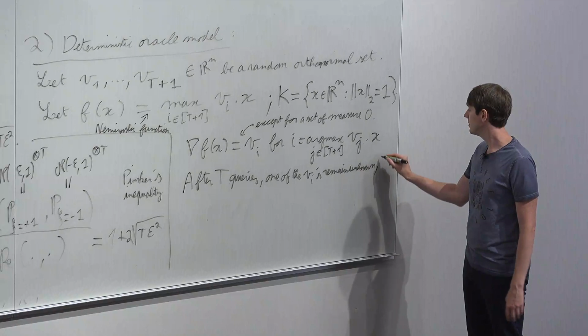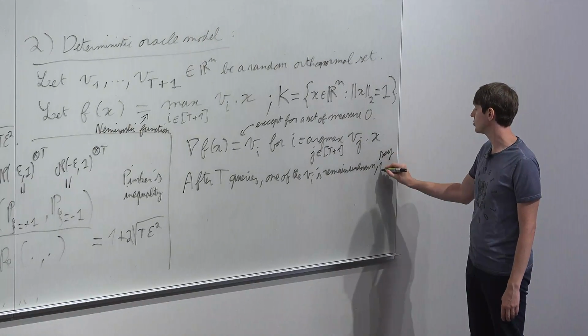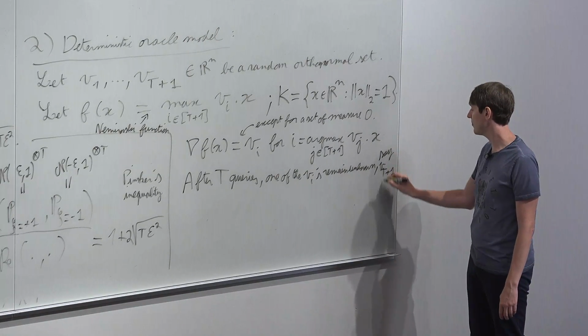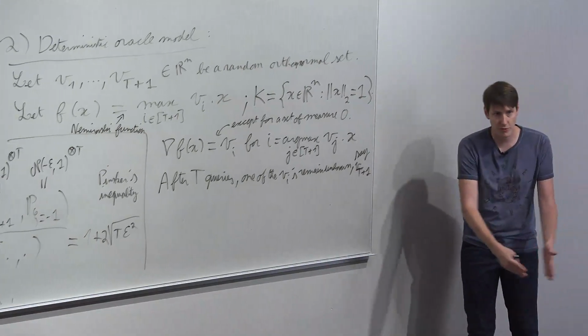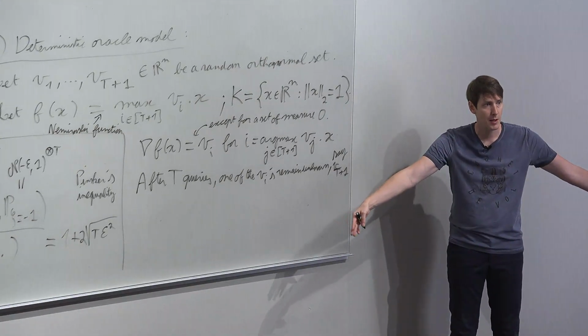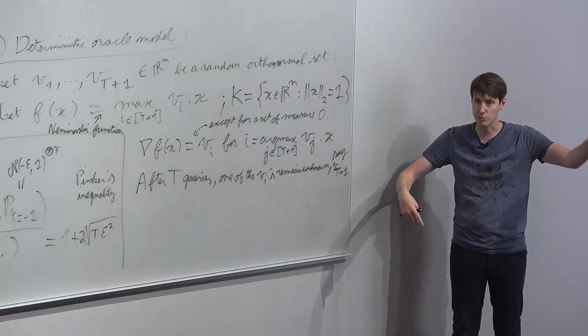Say it's v_{t+1}. We just rename things so that it's v_{t+1}. So after T queries, we have discovered v1 up to v_T, but there is this last one, which is random.